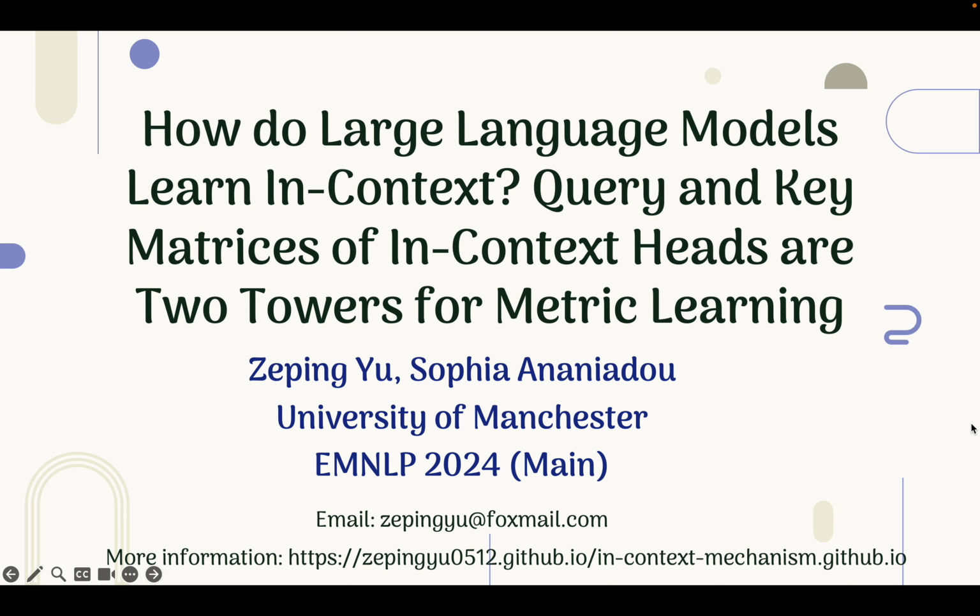Today I'm going to introduce our work in EMNLP 2024. The title is How do Large Language Models Learn in Context? Query and key matrices of in-context heads are two towers for metric learning.